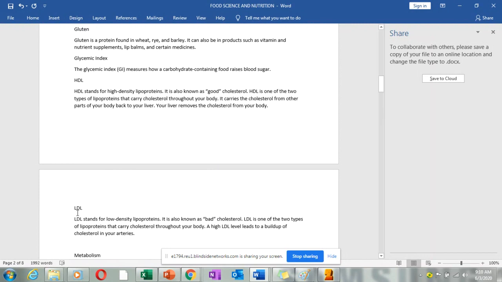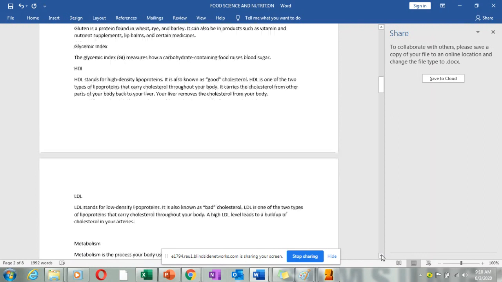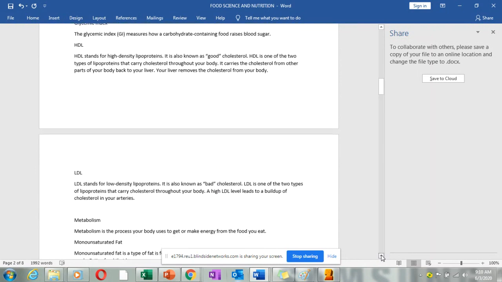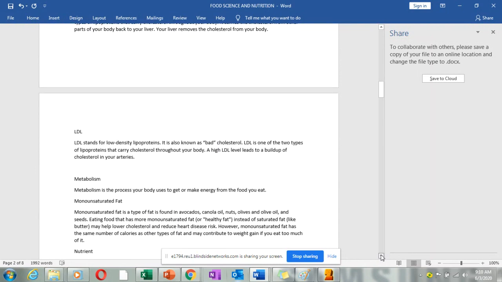Then the other, bad cholesterol is called low density lipoproteins, or LDL, and it is one of the two types of lipoproteins. It leads to a buildup of cholesterol in your arteries, and can block the heart arteries and cause what we call thrombosis. Heart attack.